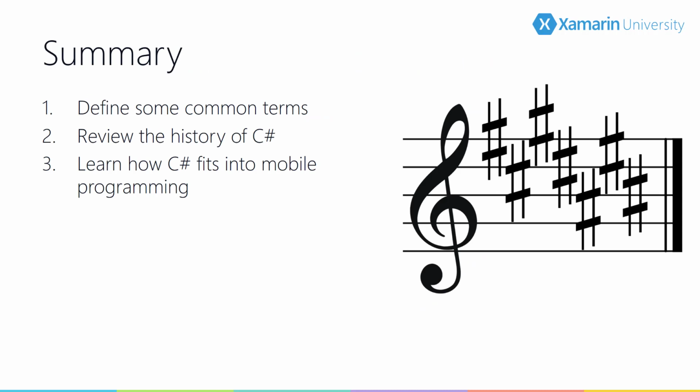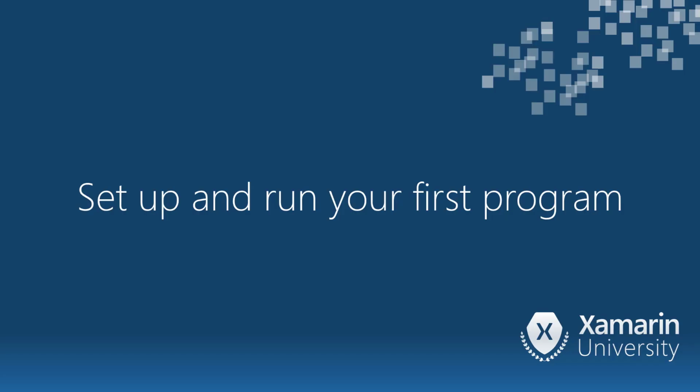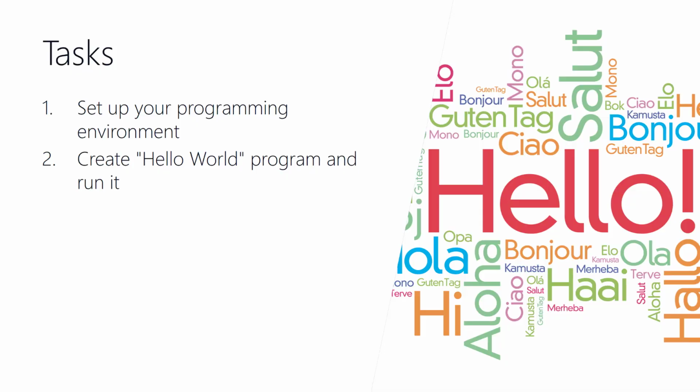Alright, so far we looked at some basic terms like compiler, programmer. We looked at some quick history on what version of C# we're currently using, and we briefly talked about what makes Xamarin so compelling to use as a mobile solution. Now let's take some of the concepts that we just talked about and put them together to build our first C# program. So we're going to get started talking about setting up our environment, and then we'll look at building our first Hello World application.